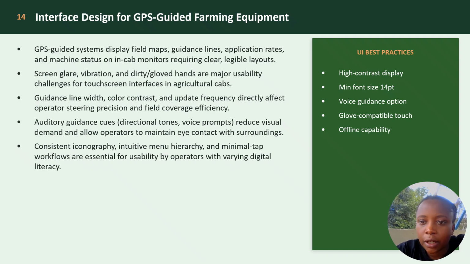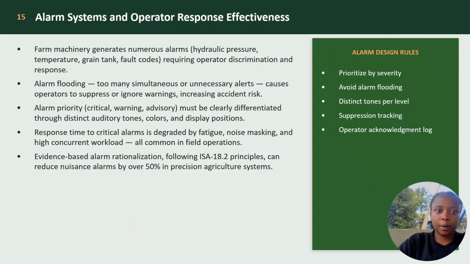So the first one: high contrast display, minimum font size 14 pt, voice guidance, glove compatible touch, and offline capacity. Topic 15 is about alarm system and operator response effectiveness. Farm machinery generates numerous alarms: hydraulic pressure, temperature, gain, tank, fluid codes, requiring operator discrimination and response.